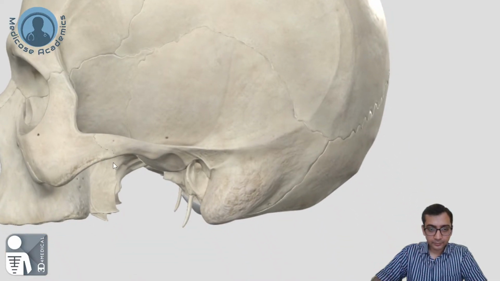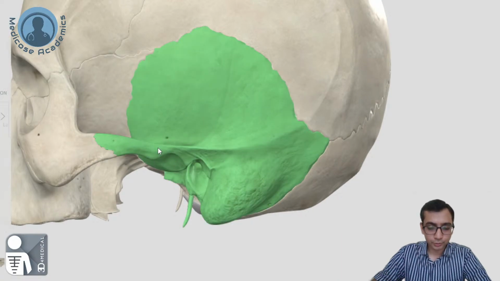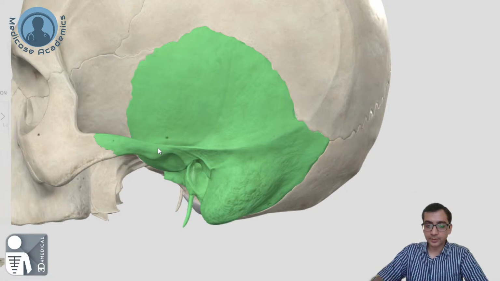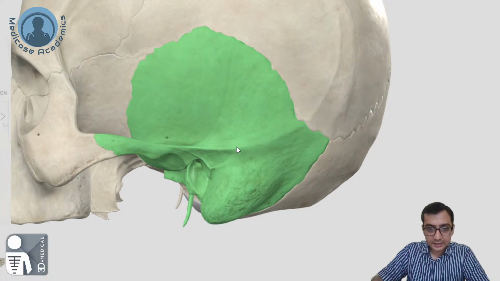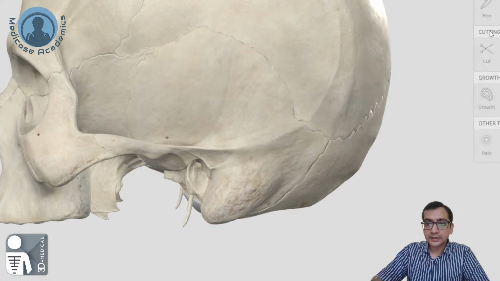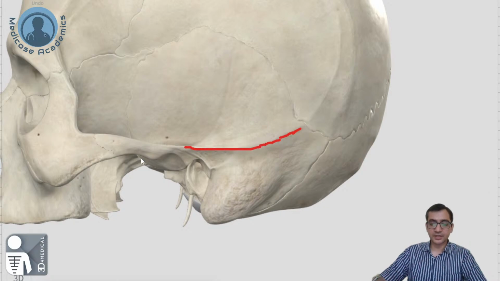Moving back to the zygomatic arch, I showed you the articular process and the mandibular fossa on the inferior margin of the zygomatic process. The superior margin of the zygomatic process continues into this prominent ridge. This ridge is called the supramastoid crest, because it is lining the superior aspect of the mastoid bone.